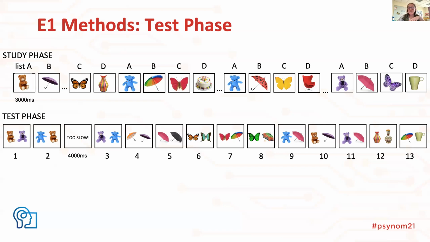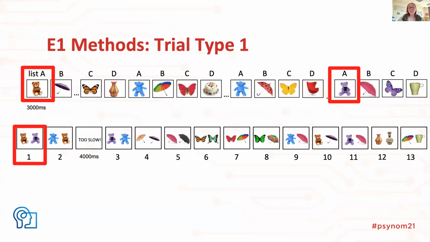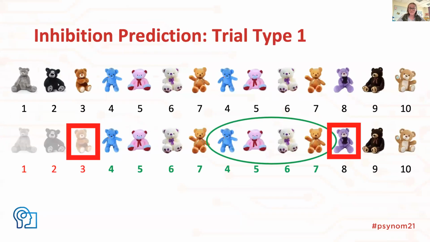The numbers underneath the test phase trials refer to trial types. Next, I will describe the three trial types that allow us to directly test inhibition. Trial type 1 compared memory for an early list A item and a late list A item. Neither of these items were repeated. They occur before and after the repetitions.